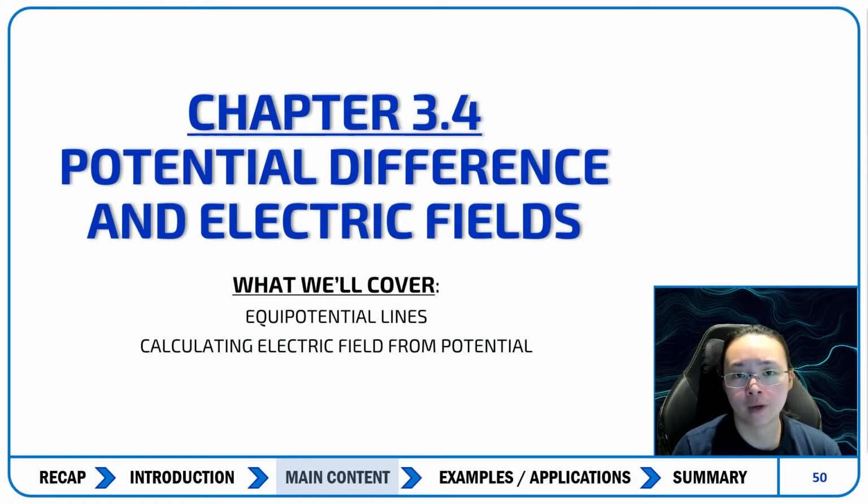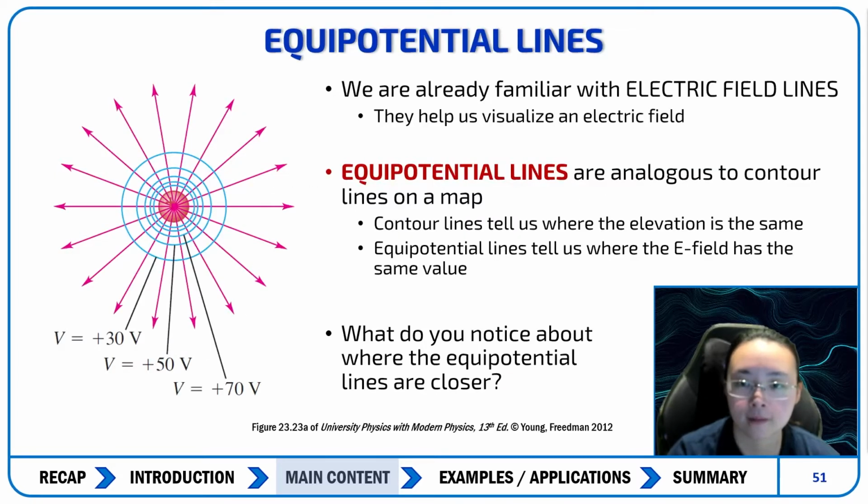In this section, we're going to discuss potential difference and electric fields. It's a very visual chapter where we want to see how we can figure out the potential from a map of the electric field. The first thing we're going to tackle is equipotential lines.